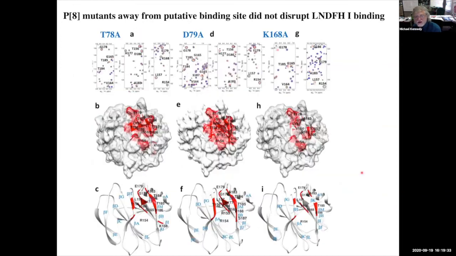So just to make sure, we did a number of mutations. We mutated a few different residues here that were over in that ambiguous area, like K168 here you can see, and T78 and D79. And what we found is that even in the presence of those mutations, we still saw the chemical shift perturbations in the same location. We still retained binding.